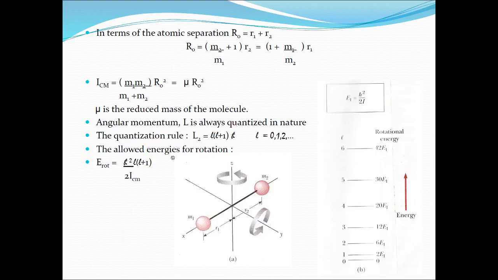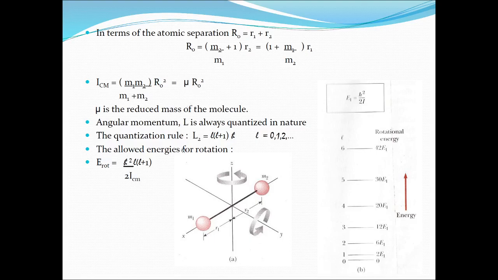Okay, angular momentum L is always quantized in nature. The quantization rule is equal to this one, where L is the energy level. You can see here the energy levels between 0 to 6. So this value will depend on the question. They will ask you the energy between the levels. So it depends, and I will show you in the example question.